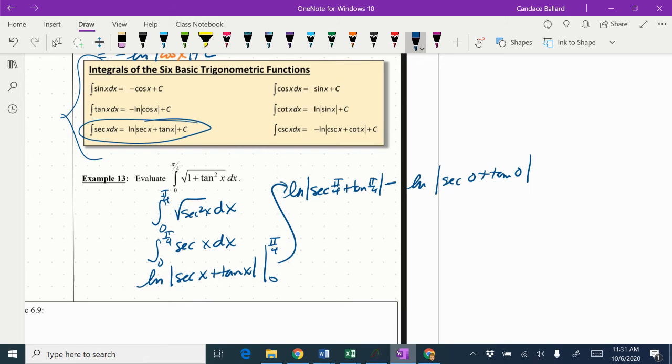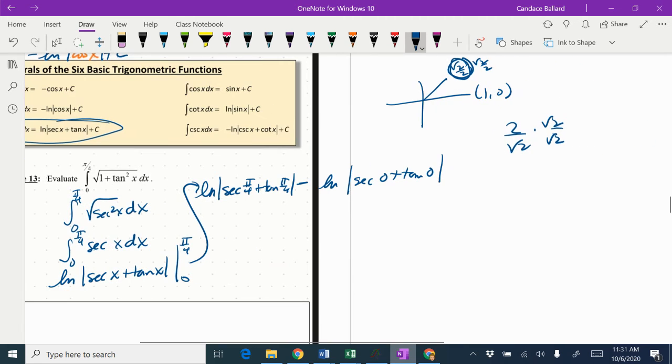So if I got out my good old unit circle, I know that pi over 4 is square root of 2 over 2, square root of 2 over 2. I know that 0 is out 1, up 0. So if I'm going to do secant, I need to flip the reciprocal. When I flip that reciprocal, if you don't know it, we could unrationalize it here. You get 2 square root of 2 over 2, so it's just square root of 2.